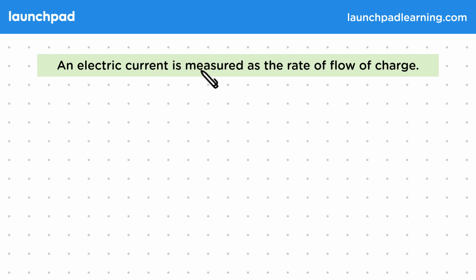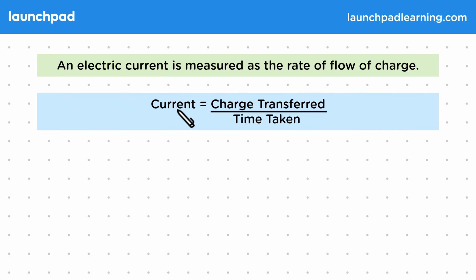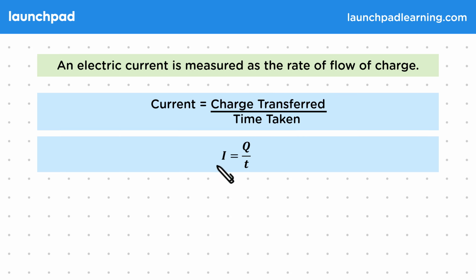An electric current is measured as the rate of flow of charge. So as an equation, that is current is equal to the charge transferred divided by the time taken. And as symbols, that is I equals Q divided by T. The time taken is measured in seconds, and the charge transferred is measured in coulombs. The current is measured in amps.